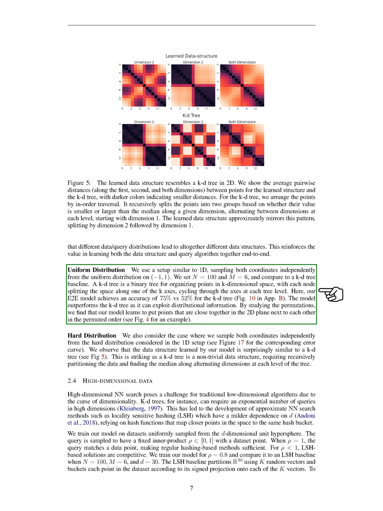We set up a similar experiment as in one dimension, sampling coordinates independently from a uniform distribution. With 100 data points and 6 queries, we compare our model to a KD tree, which organizes points in k-dimensional space. Our model achieves about 75% accuracy compared to 52% for the KD tree, demonstrating its ability to leverage distributional information effectively. We also consider the hard distribution in 2 dimensions, where we find that the data structure our model learns resembles a KD tree, which is notable given the complexity of creating such a structure through recursive partitioning.